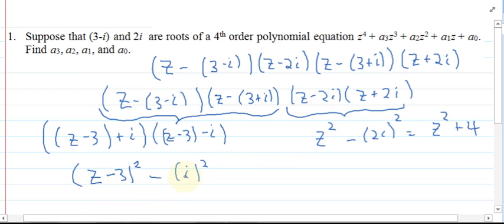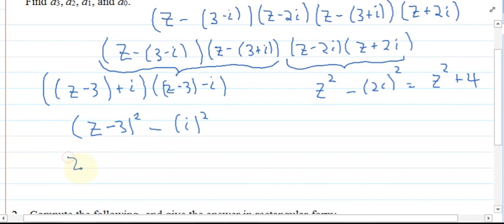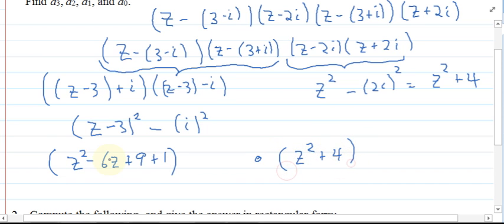You should know how to do z minus 3 squared, and then the minus i squared becomes a plus 1. Z minus 3 squared is the same as z squared minus 6z plus 9, plus 1. So that's this term, and then this term is going to be z squared plus 4. All right, and then you multiply those two together. Of course, the 9 and the 1 make 10, and then to multiply those two polynomials, you can just do it by hand. All right, so that's question 1.